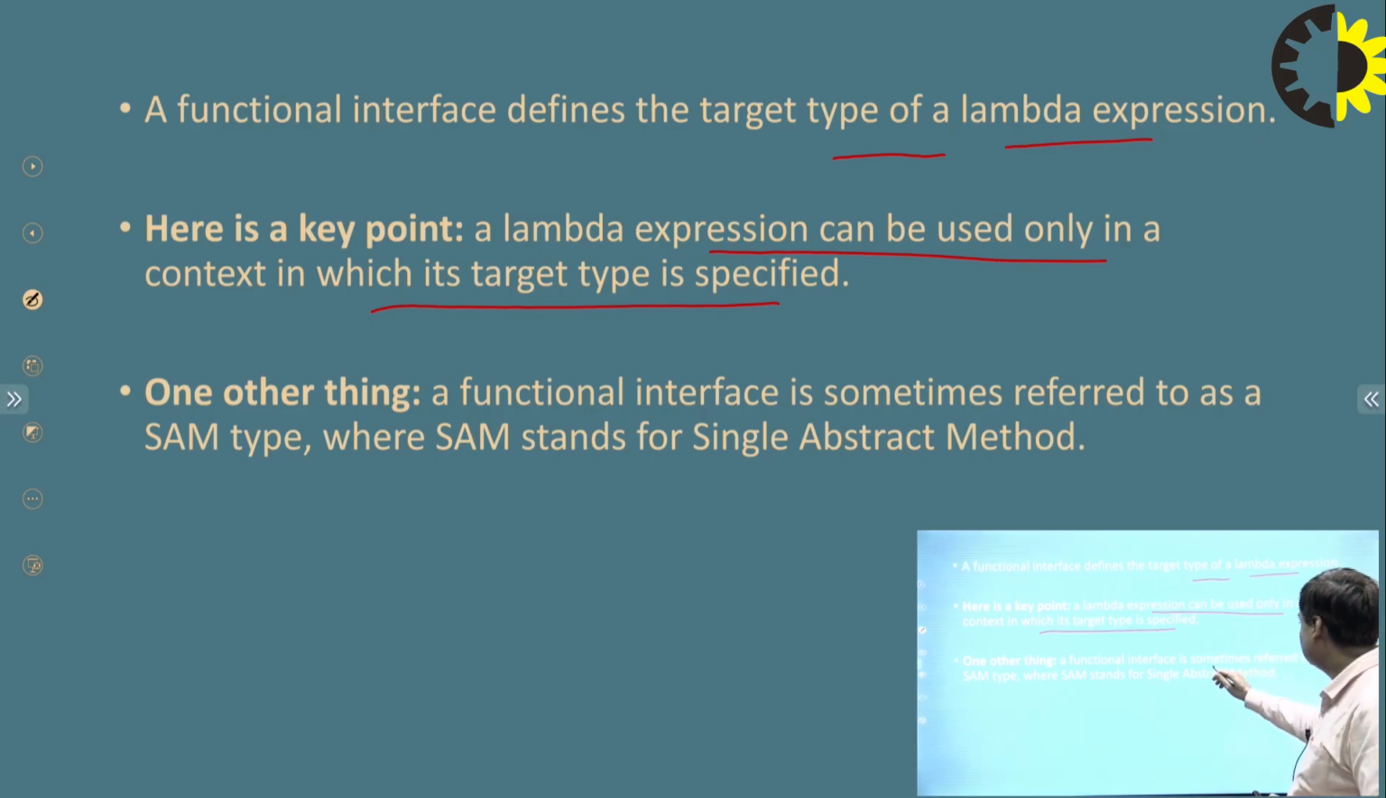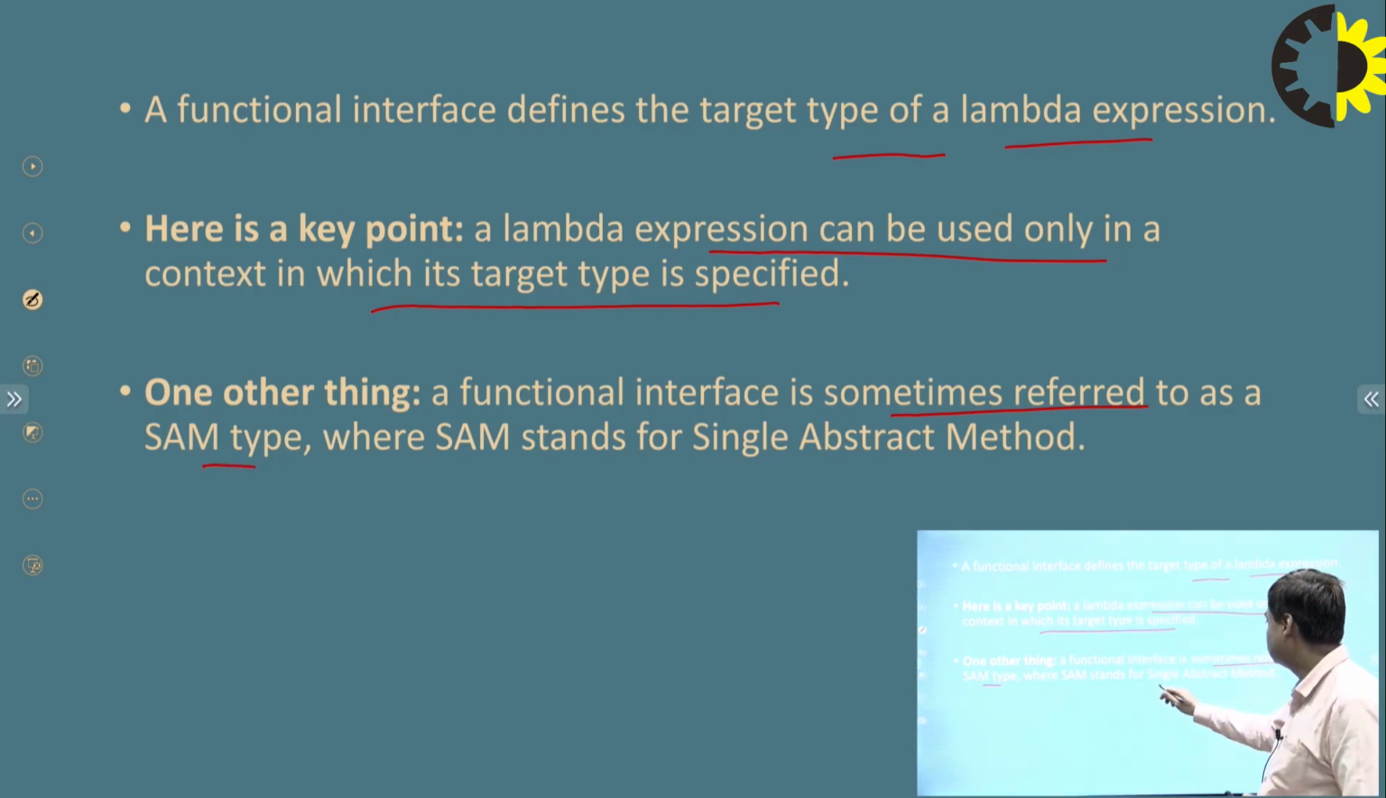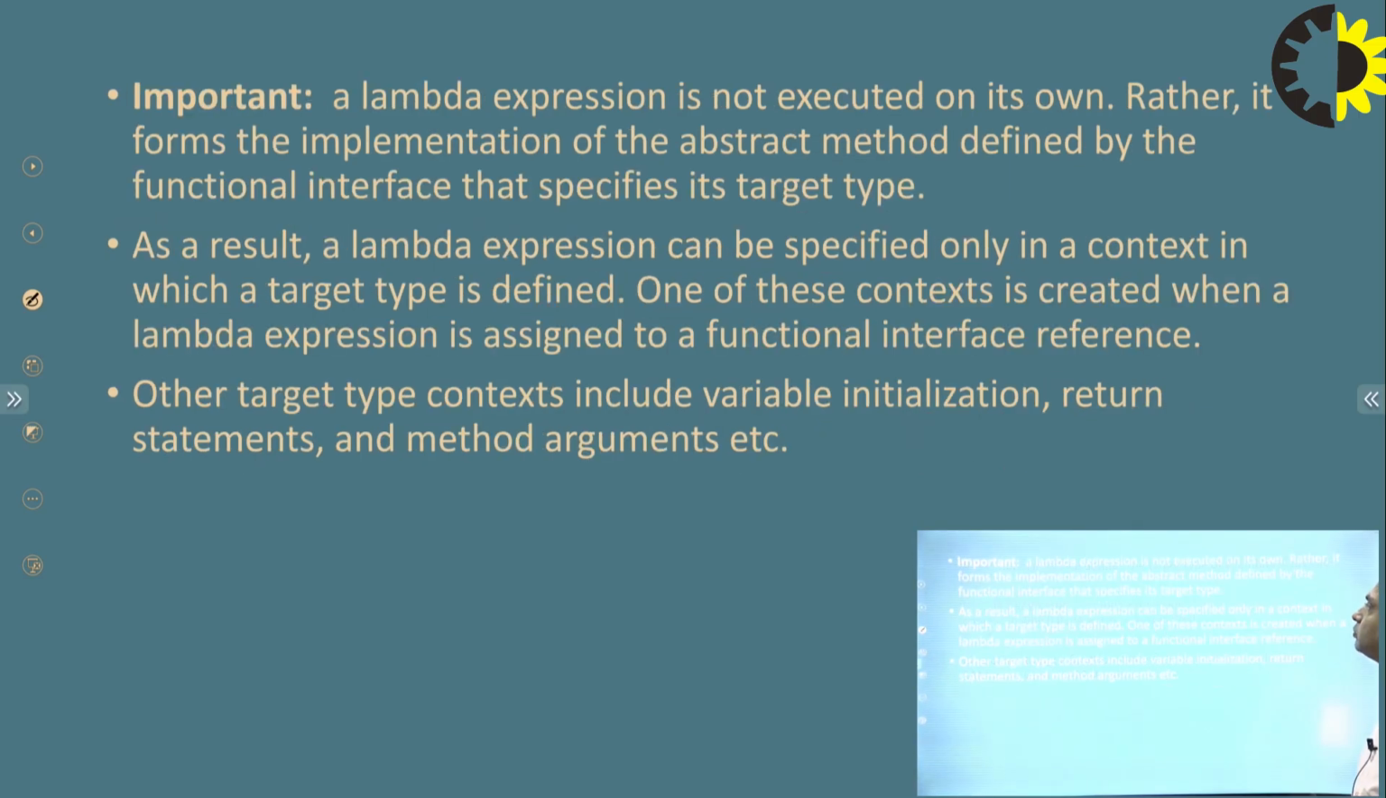Functional interface is sometimes also referred to as SAM type. The meaning is single abstract method. As defined in the functional interface definition, it is an interface that has only one method. So, that is just a brief on functional interface.